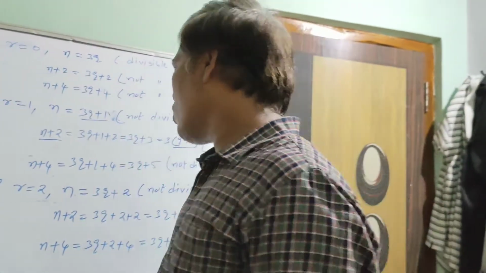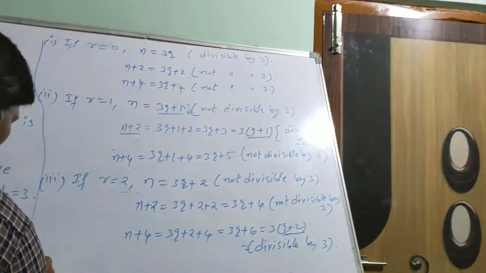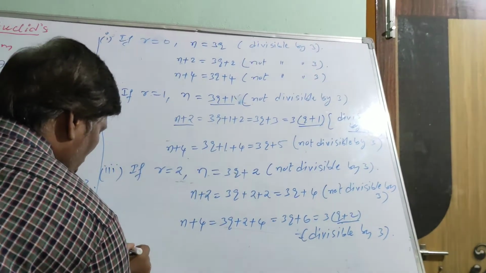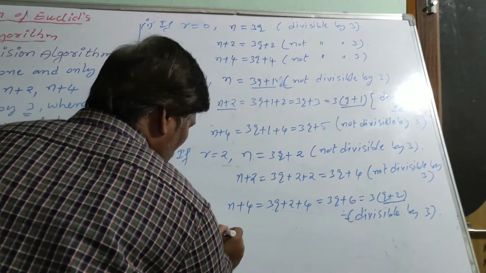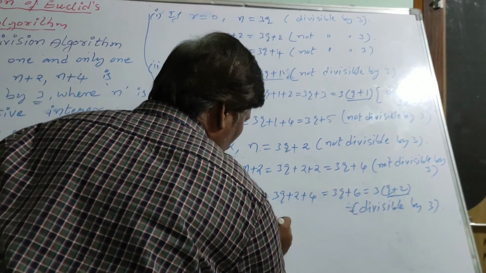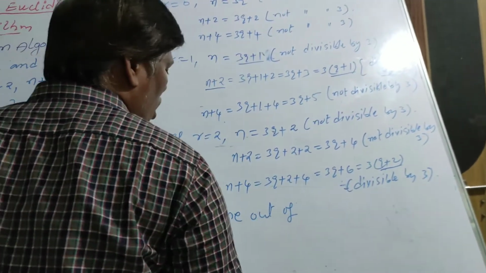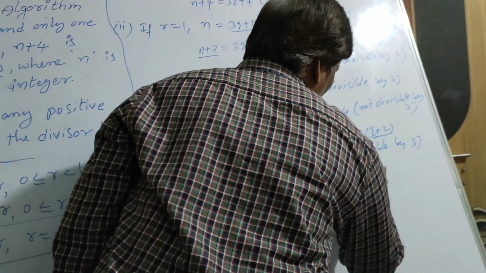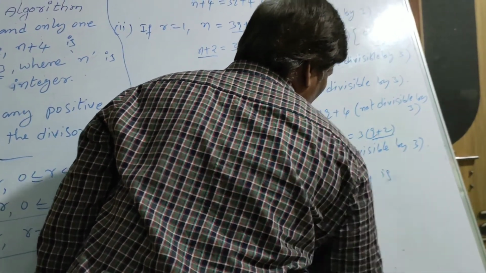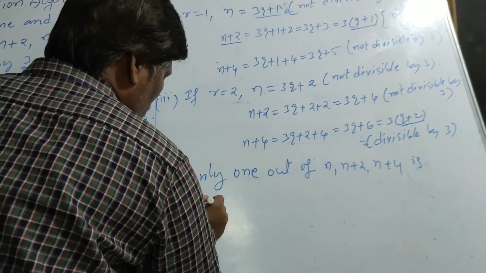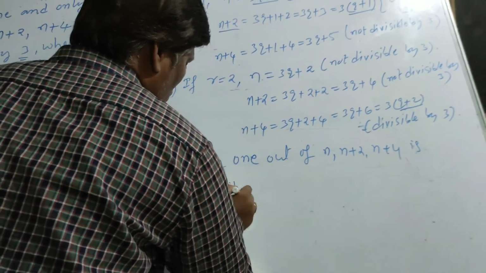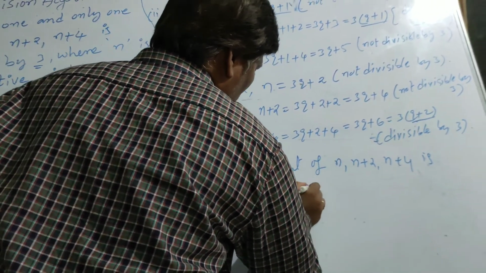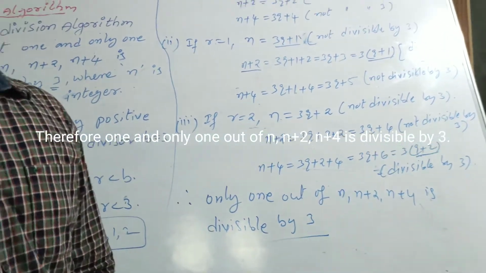So from all these cases we can conclude: only 1 out of n, n plus 2, n plus 4 is divisible by 3. I hope you understand the problem.